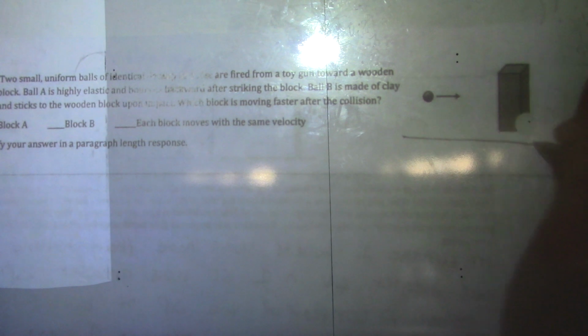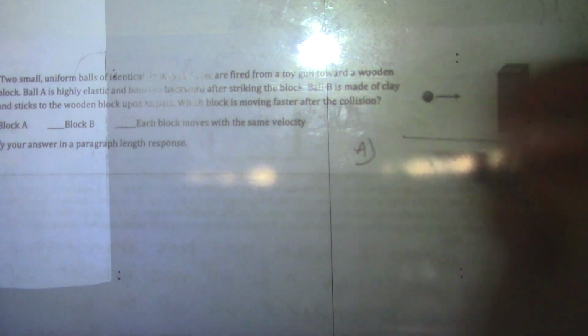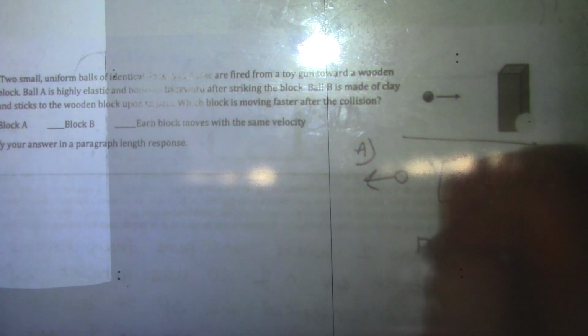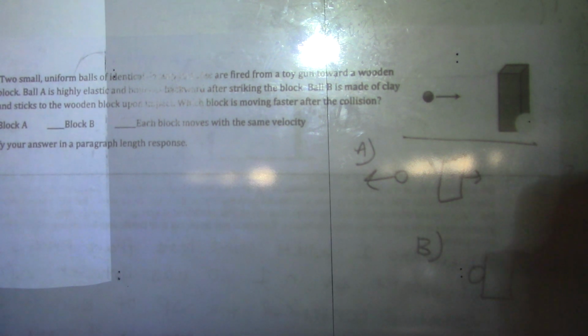So this is the before case. In A, you've got the ball bouncing back, and this one is going to go forward. And in B, you've got the ball and the block going together. I want to know in which case is the block moving faster.